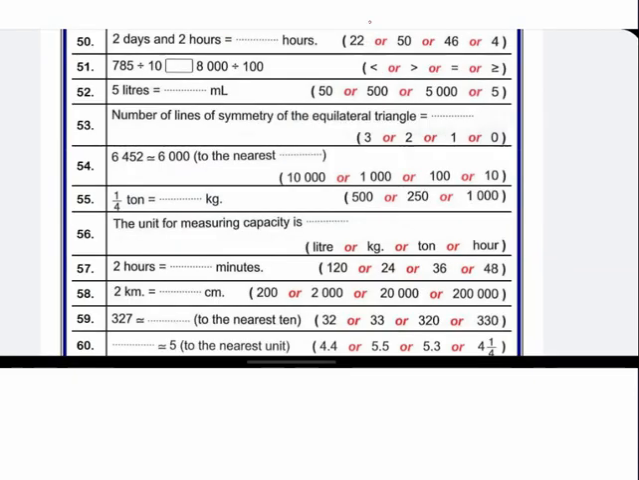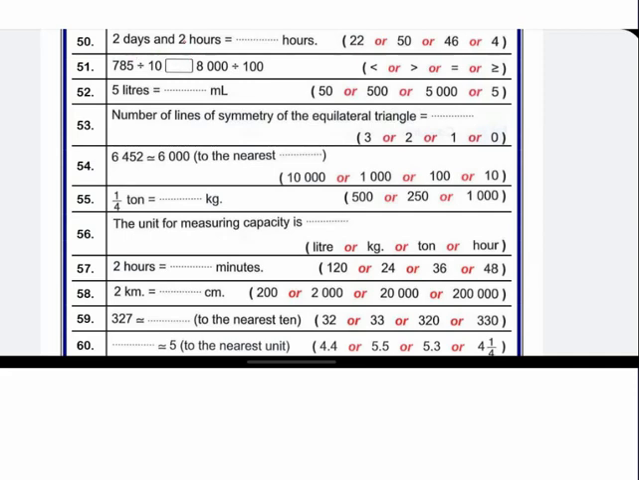Next, 2 days and 2 hours equal how many hours? Please notice that the answer is in hours. Here we have hours, but here we have days. So I should convert days to hours to know how many hours I have in 2 days and 2 hours.